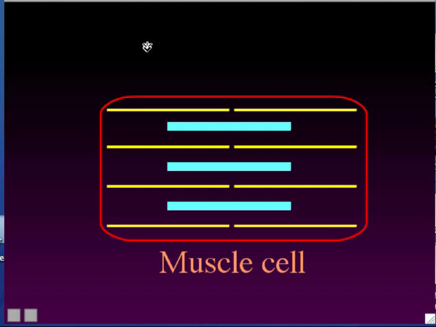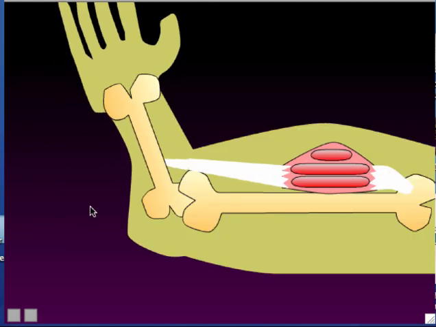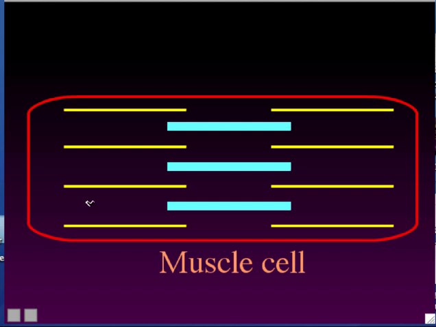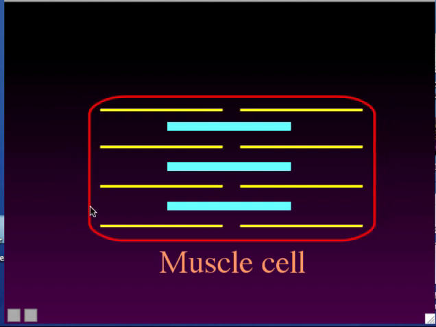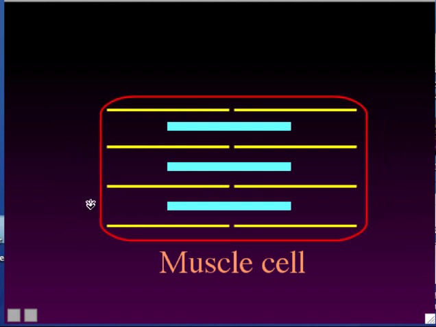Notice that none of those proteins got any shorter. The myosins are just as long as they were, and the actins are just as long as they were. In fact, let me run it backwards. There we go. So notice that none of the protein filaments change their length. They just increase the amount of overlap that they had. So the actin sliding inward over the myosins is the secret of how a muscle cell contracts. Muscle cells shorten by sliding the actin filaments over the myosin filaments, increasing the amount of overlap.